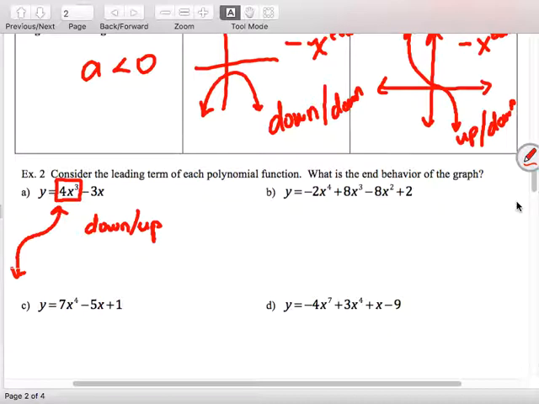Now let's look at letter B. I only need to check the highest power, or the degree of the polynomial term. So if this is negative 2x to the fourth, what does the shape of the graph look like? Down, down, right? Because x to an even is like our parabola, so the end behavior is down, down. All right, I'm going to pause, and I want you to try C and D. And then look at the box, your 4 options. Okay, look at the 4 options.